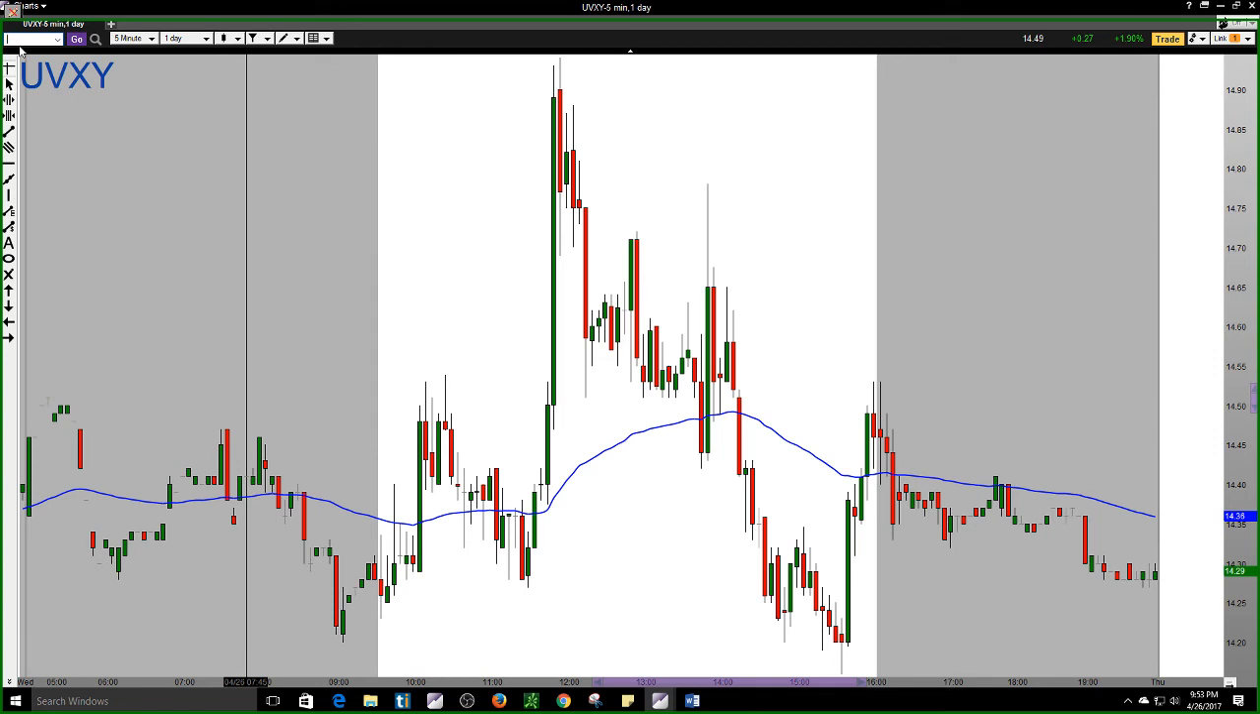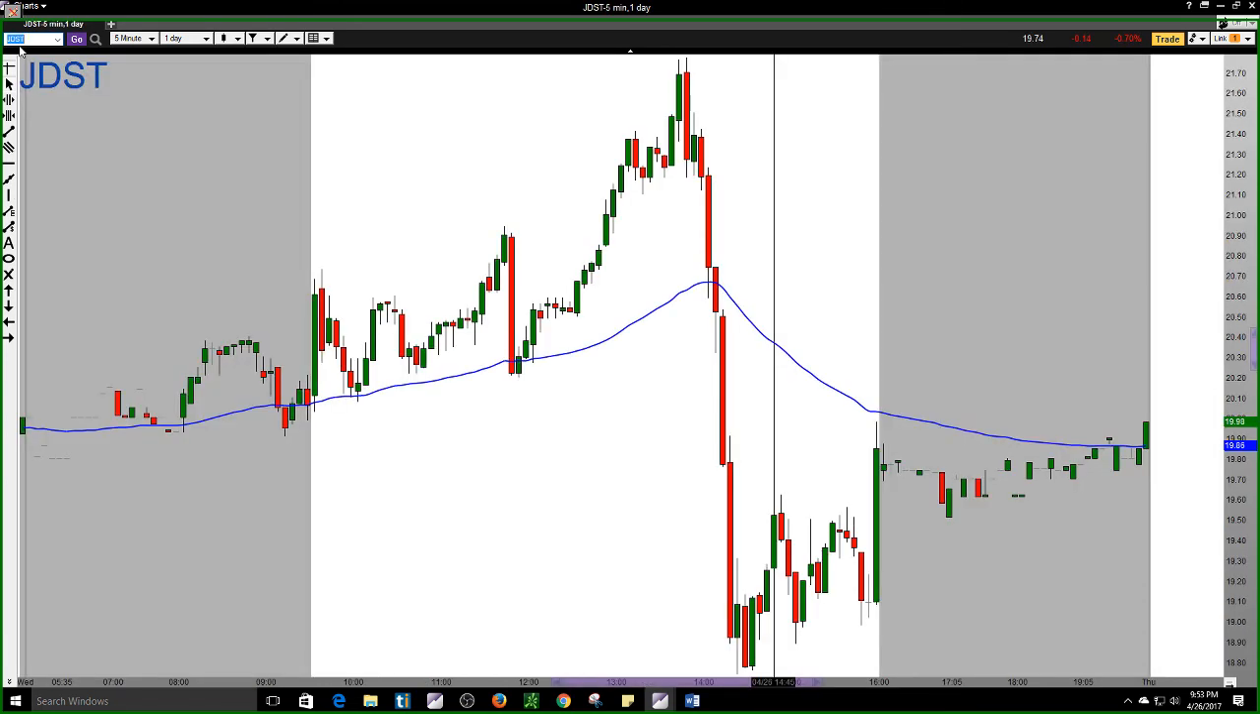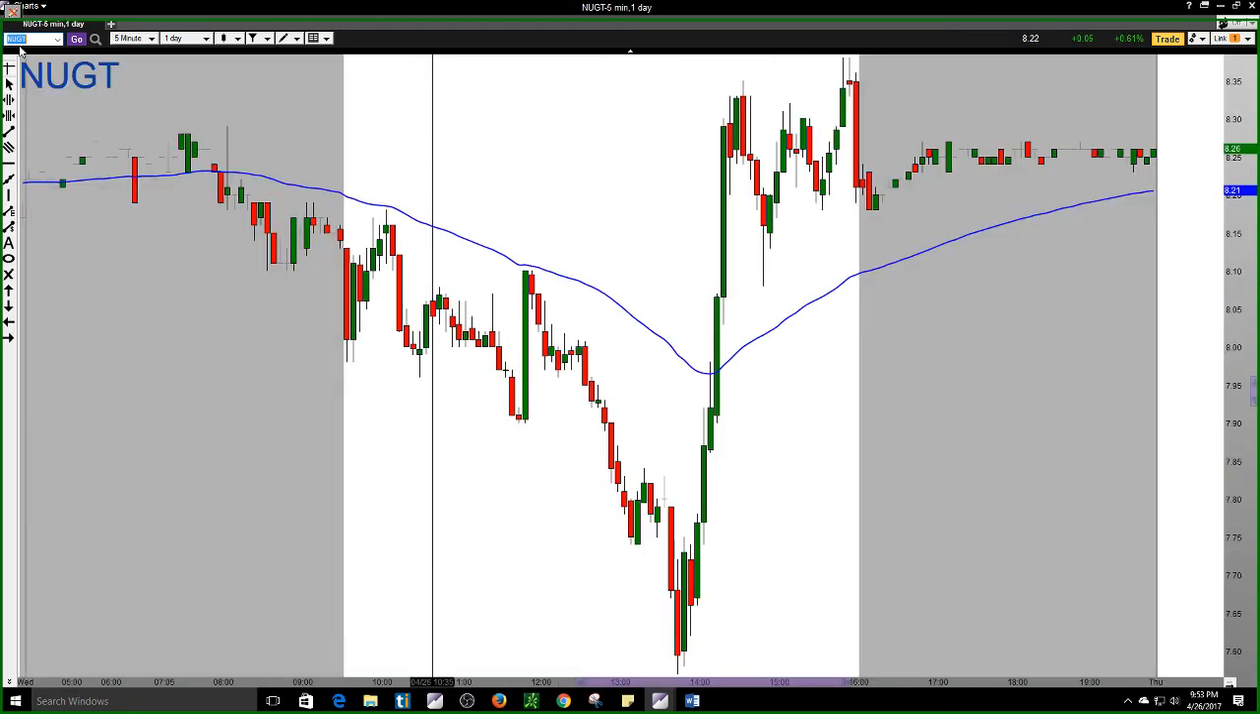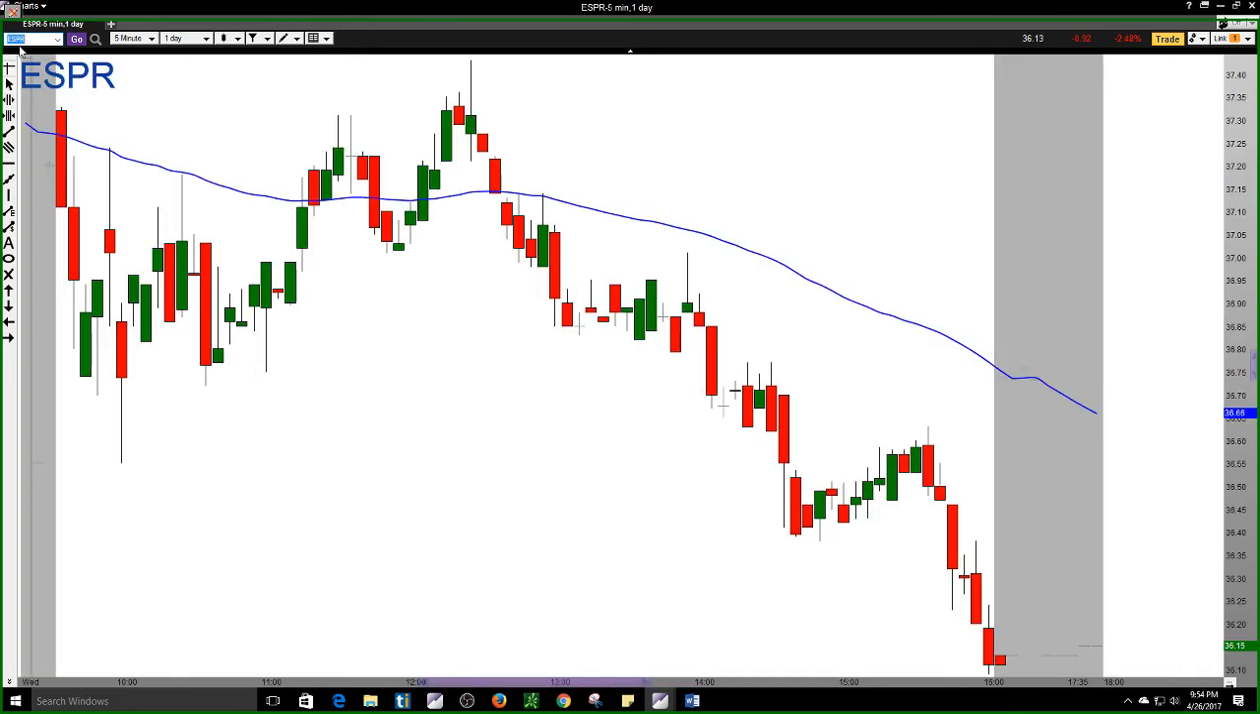I sold my JDST, which I was keeping for a couple days, and so that ended up being my big winner for the day. I also played Nugget at 8.05 on the long side, and then I got stopped out on Nugget for 5 cents, only to see it rip afterwards, which was really saddening. So those were the trades that I took today. I didn't take a lot of trades today. Oh no, I took ESPR, and it failed on me.